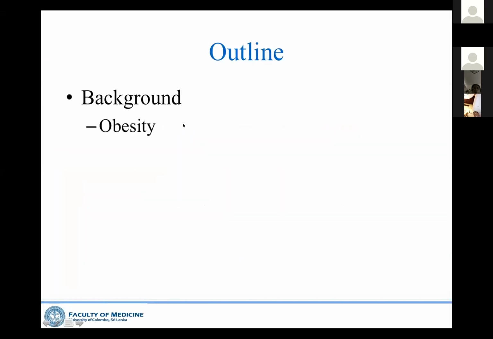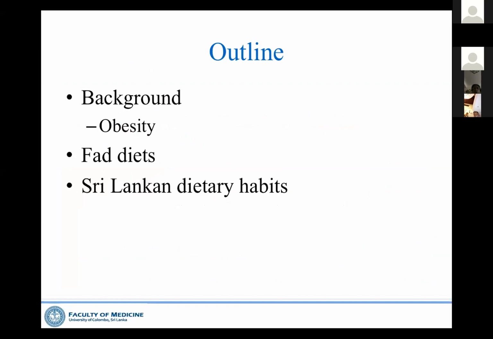So, the outline of my presentation: I'll discuss the background of obesity. I think other previous speakers also justified this. And then a couple of fad diets, because that's a common question always asked these days about the keto diet and intermittent fasting. But it's mainly what we believe. We have to understand Sri Lankan dietary habits to give proper advice.